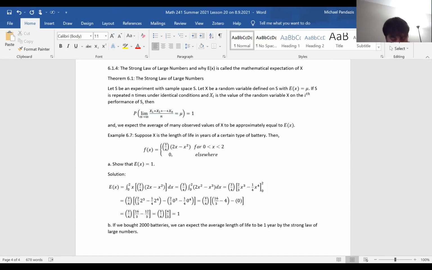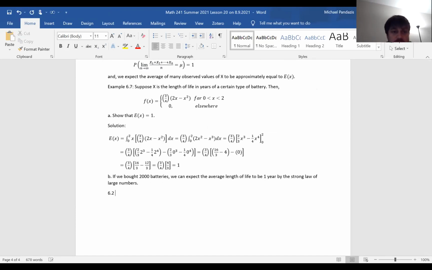So that's 6.1. 6.2, applications. Okay, so let's look at what's called a fair game. So 6.2.1 is on fair games. Okay. So definition: a fair game is one in which the expected net gain of each player is 0. Okay, the net gain is the expected value. So example 6.8, we're going to use that idea.